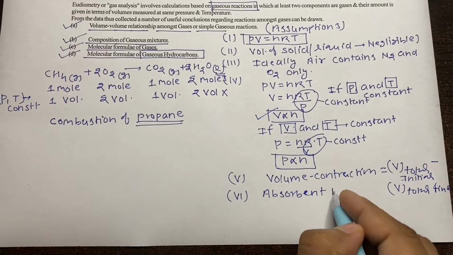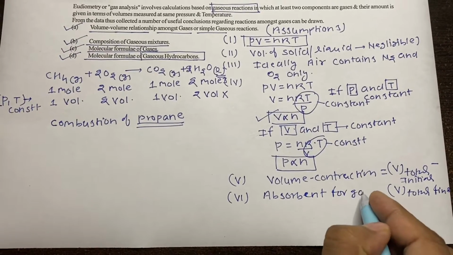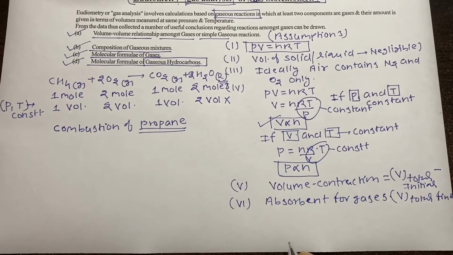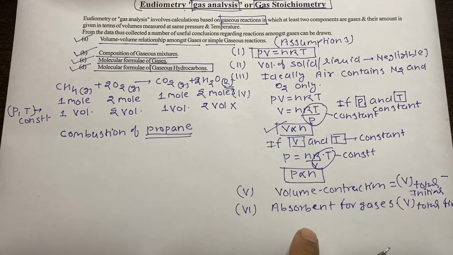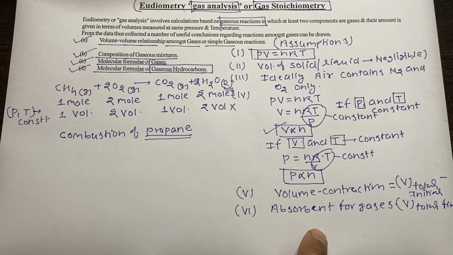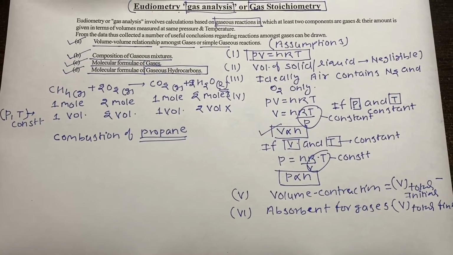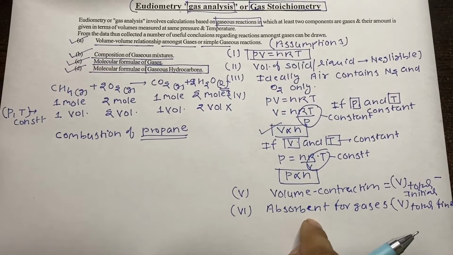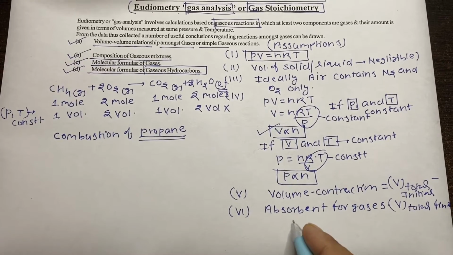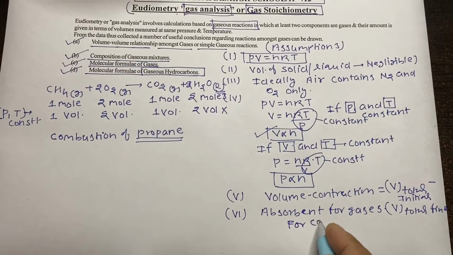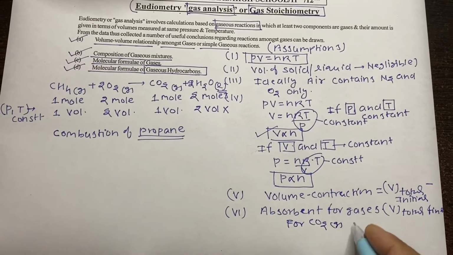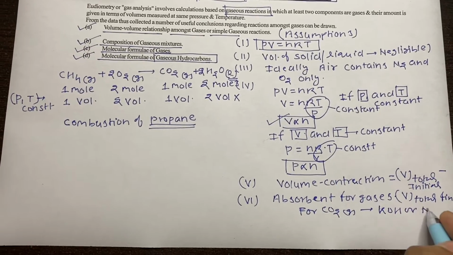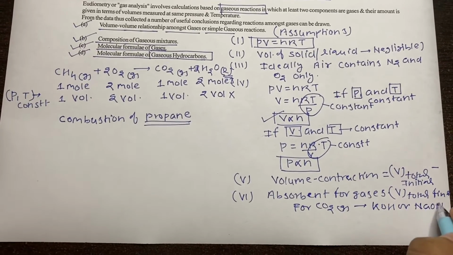Absorbents for gases: as we know, different gases can be absorbed at different surfaces. So when we put such an absorbent in the gaseous mixture, then definitely the volume may contract or decrease due to the absorbent. For example, for CO2 gas, we use KOH or NaOH as an absorbent.